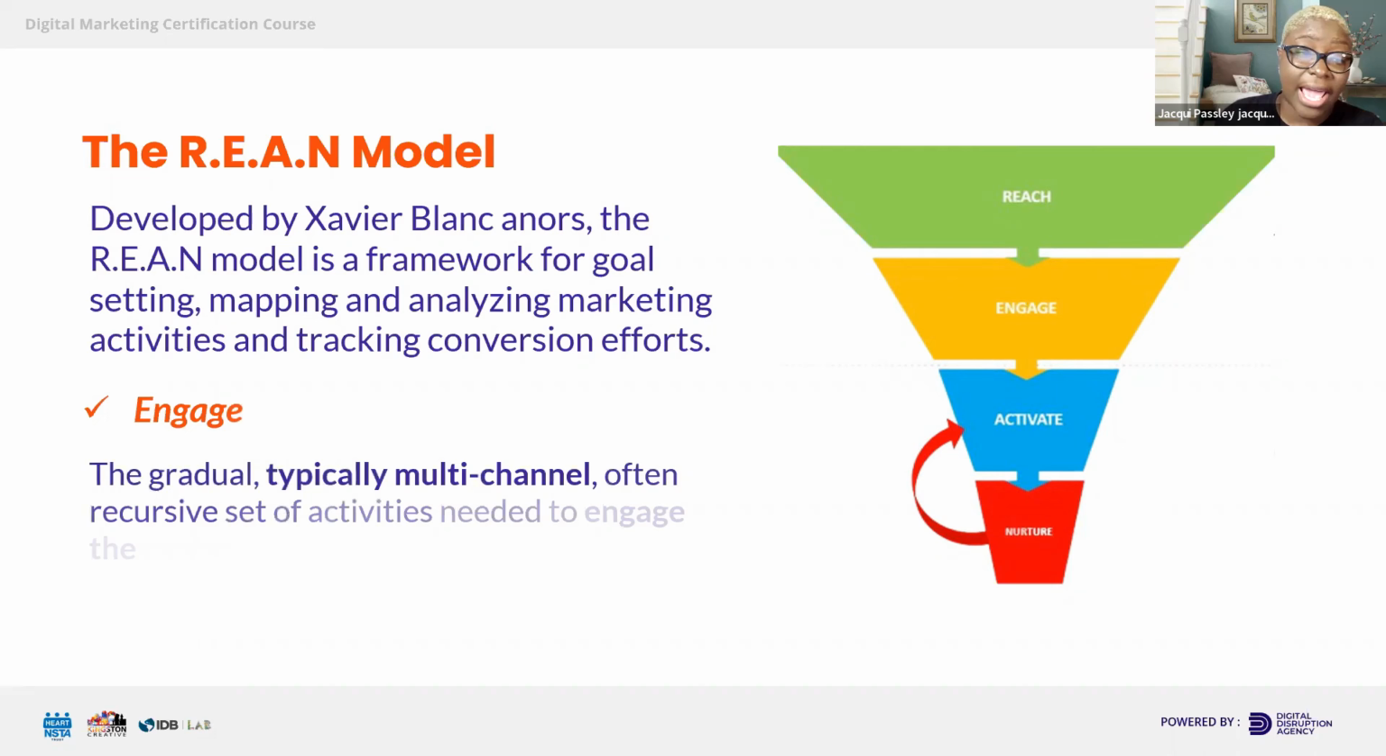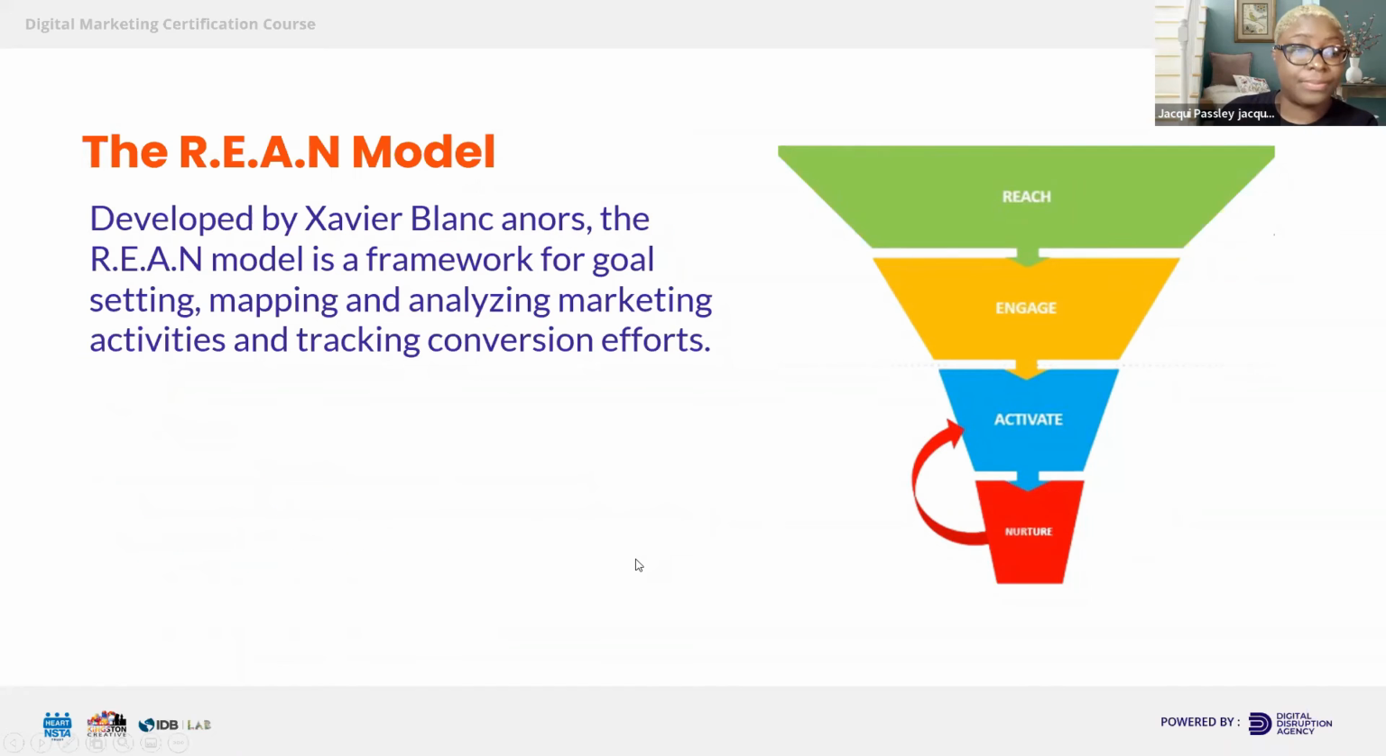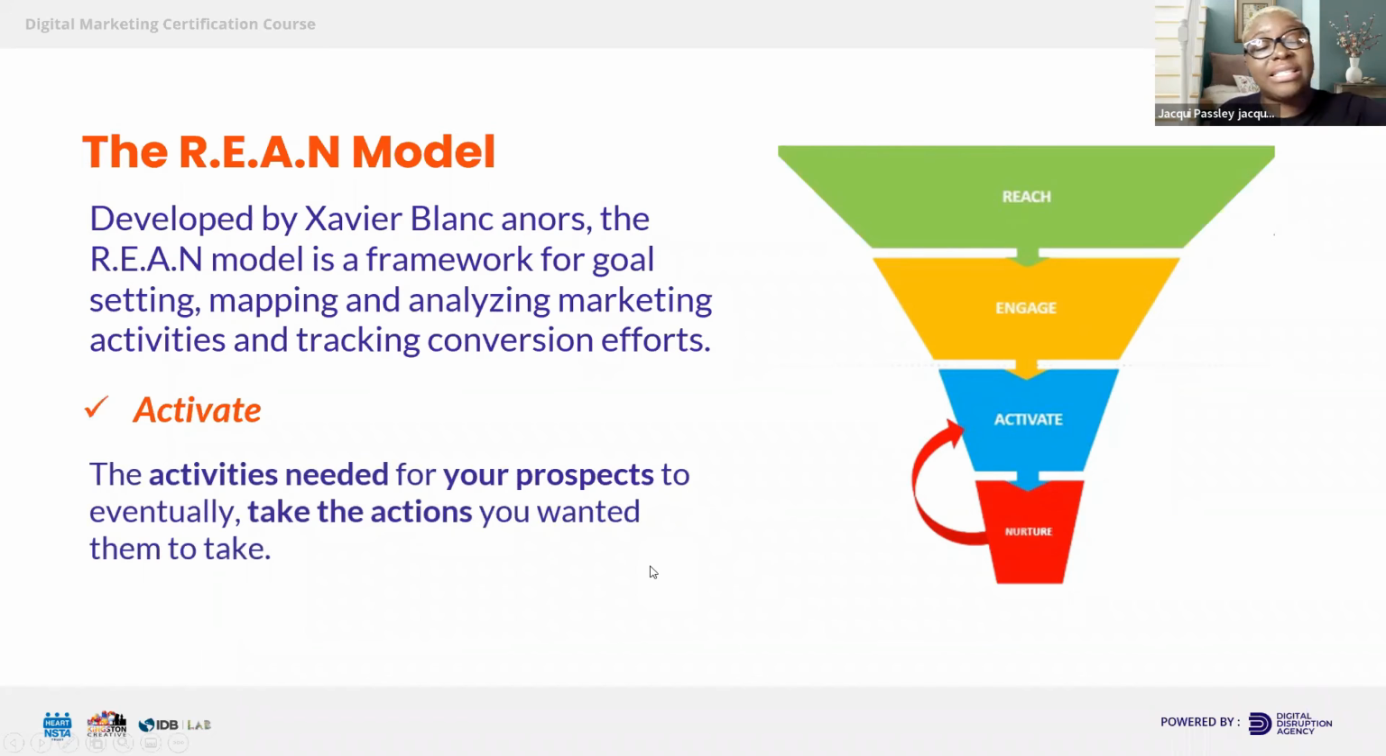E stands for engage. The gradual, typically multi-channel, often recursive, recursive meaning recurrent, set of activities needed to engage the prospects you just won, right? A is for activate. And these are the activities needed for your prospects to eventually take actions you want them to take. And when we're talking about activation, it's not a term that you hear often in local marketing, but activation is a strategy.